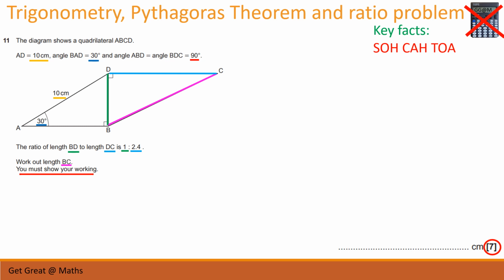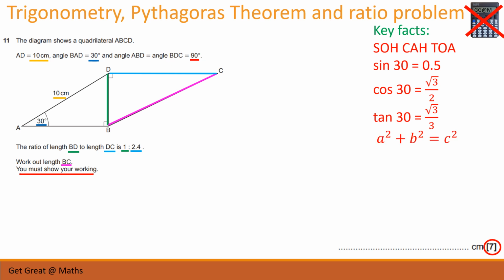So you've either got to work out whether it's sine of 30, which is a half, cos of 30, which is root 3 over 2, or tan of 30, which is root 3 over 3. These things are facts that you need to know. If you don't know them, write them down and highlight them. Make sure you know those key formulas.